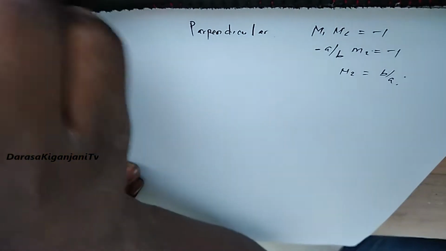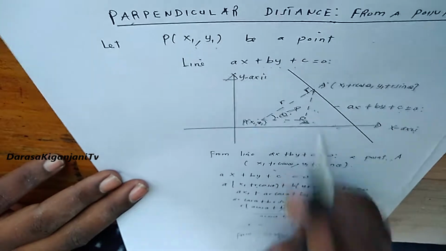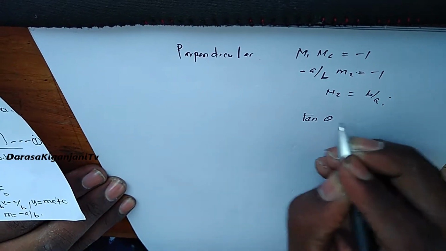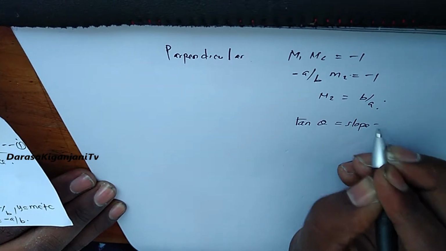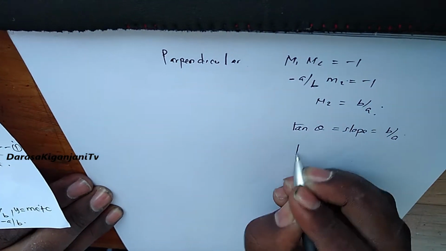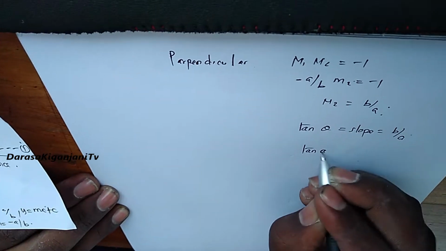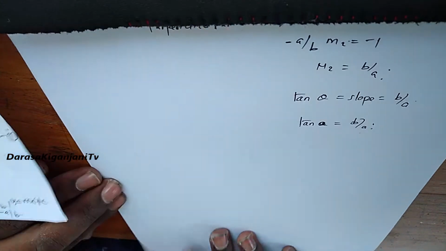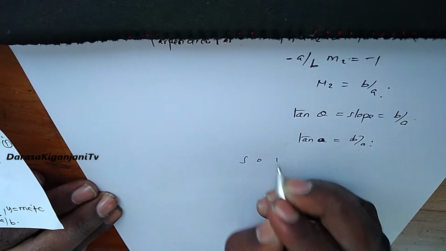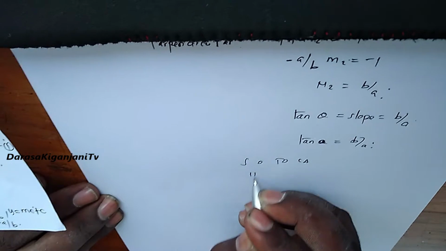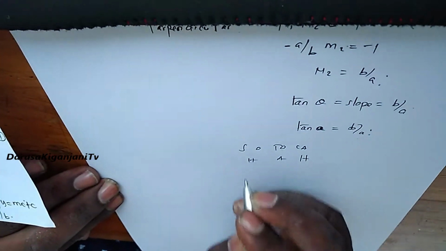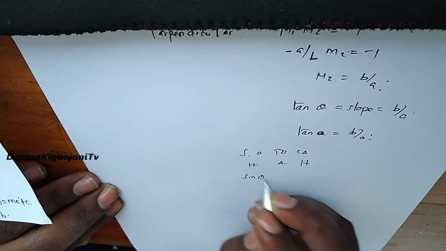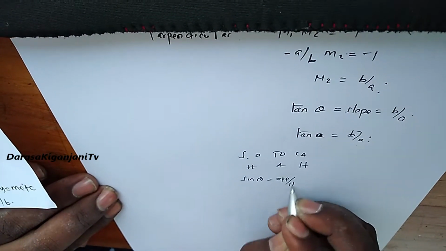But the tan of this angle θ is the same as the slope, which is the same as the given ratio b over a. So tan θ is the same as b divided by a. From the simple concept of SOH CAH TOA, sine of θ is equal to opposite over hypotenuse.